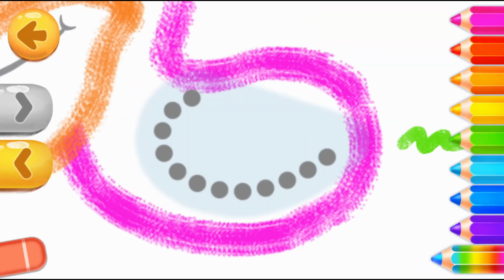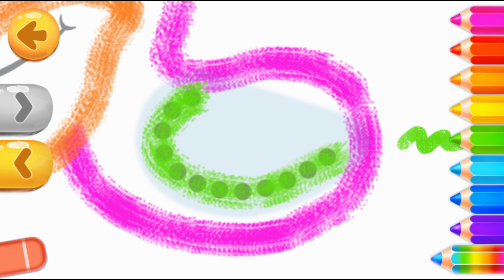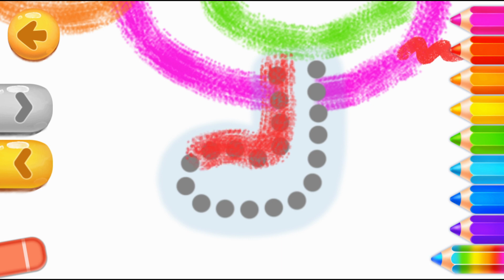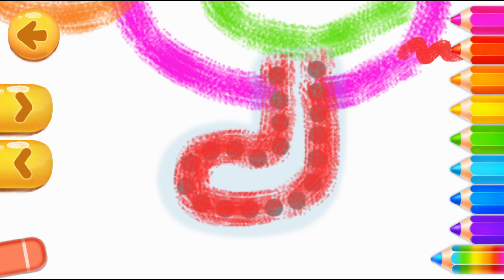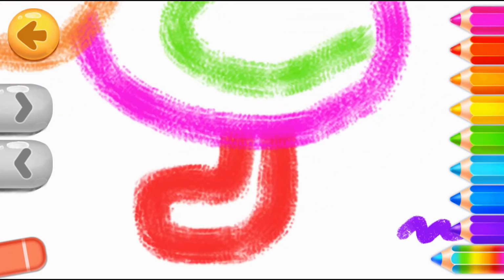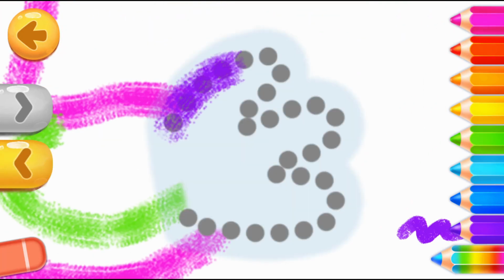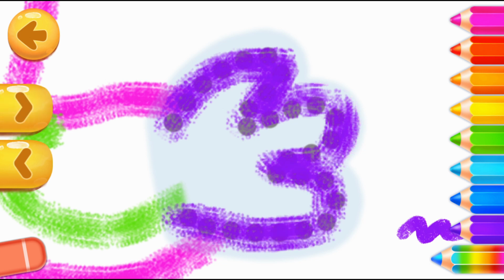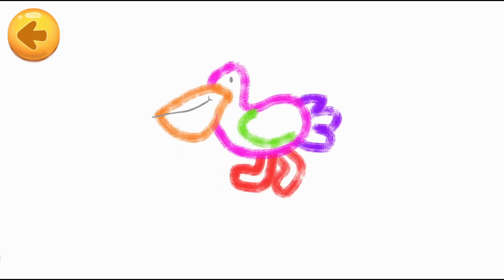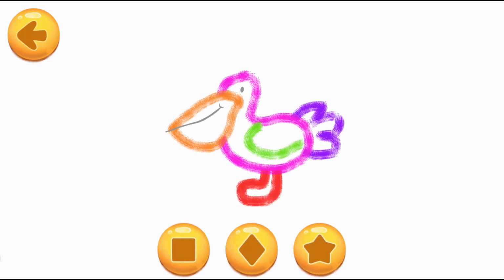Like all birds, a pelican must have wings. Now draw his legs. And in conclusion, add a big feathered tail. Wow, a pelican looks like a real one. Our drawing came to life.